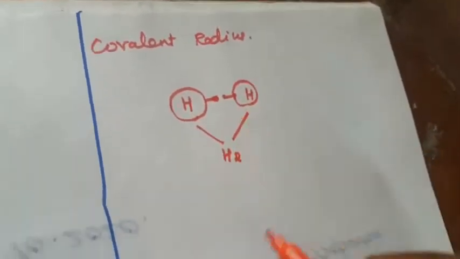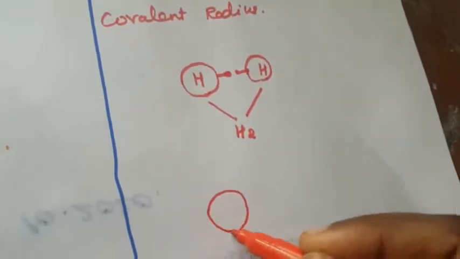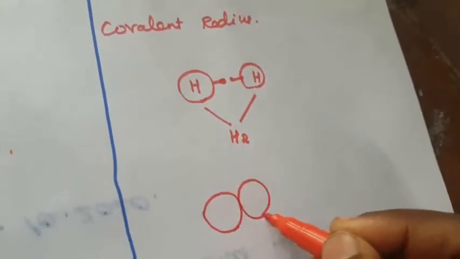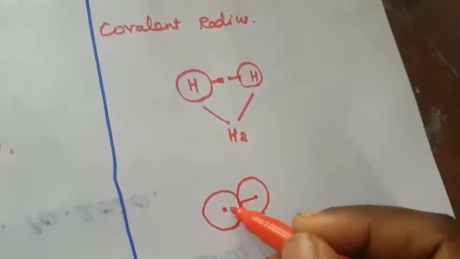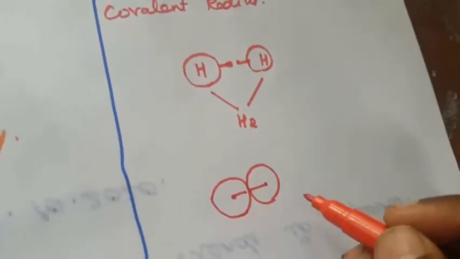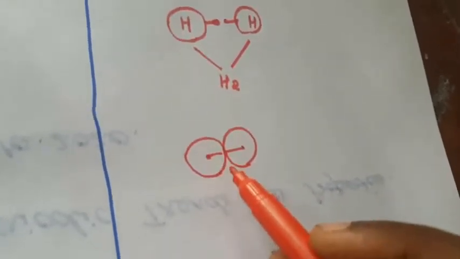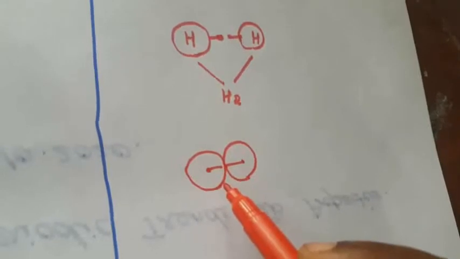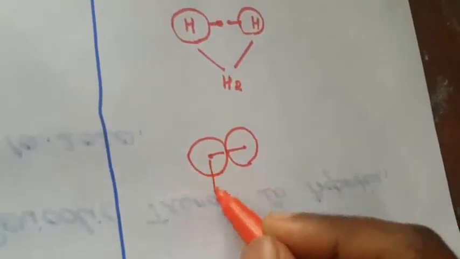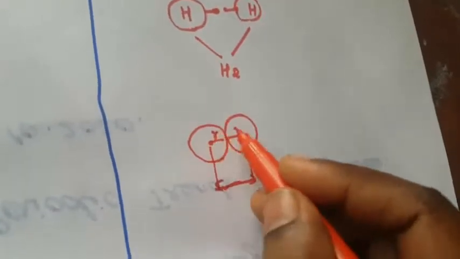So what is meant by covalent radius? How to calculate the covalent radius? This is one radius and this is another radius. It is the internuclear distance between two identical atoms linked together by a single covalent bond. That is called the covalent radius. This is R, this is another R, and the internuclear distance is 2R.